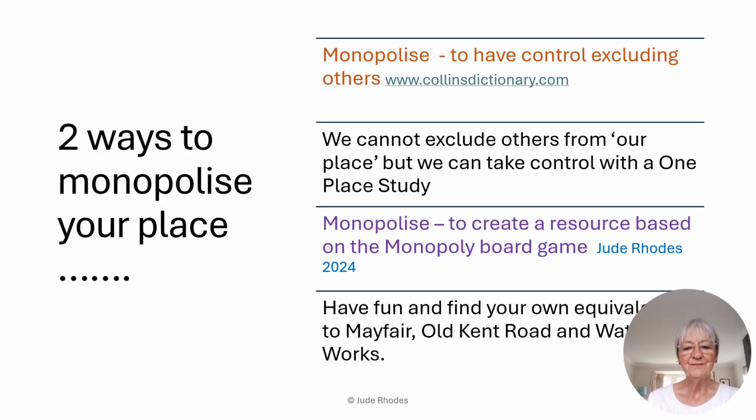So there's two ways to monopolise your place. Monopolise means to have control, excluding others. Well, we can't exclude others from our place, but we can certainly take control of how we want to do our history of a place with a one-place study.